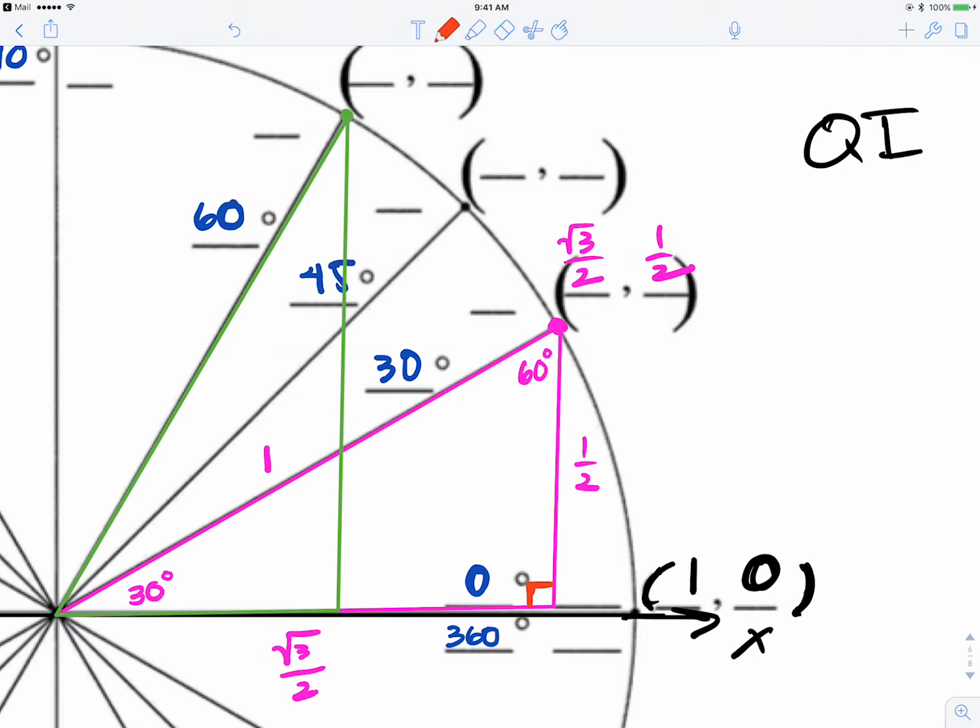So this, let's stay in green. Here's my right angle. This would be 60 degrees, and this would be 30 degrees. I apologize, I know it's kind of difficult to read.